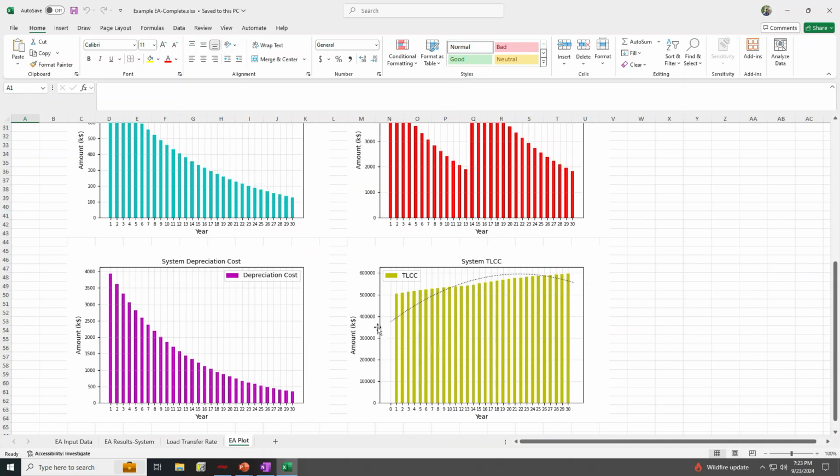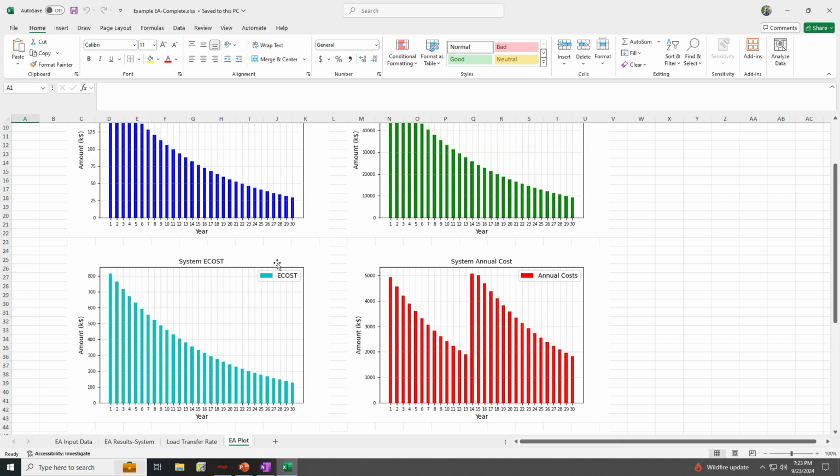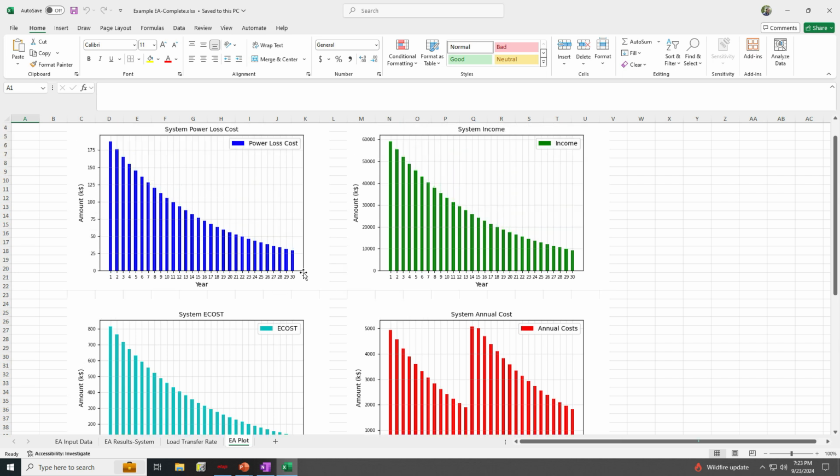plots of the system, we can see that TLCC starts to grow, unlike the other curve because it's like accumulated cost of the system. Another question that may be asked here is that why most of these curves or diagrams are declining.